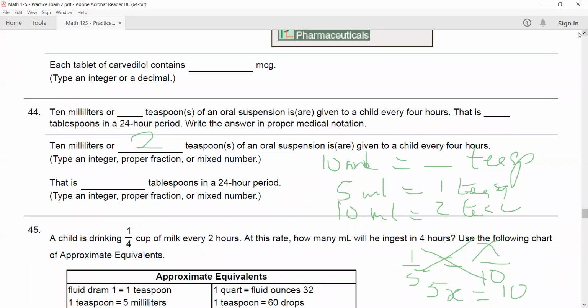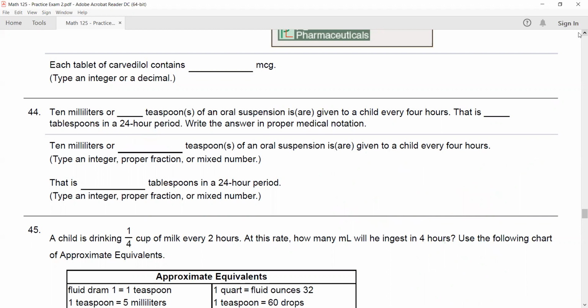Of oral suspension is given to a child every 4 hours. So let's keep going. So every 4 hours, 2 teaspoons of oral suspension. This is dash tablespoons in a 24-hour period. So what about in 24 hours? And we are not looking at teaspoons, we are looking at tablespoons.